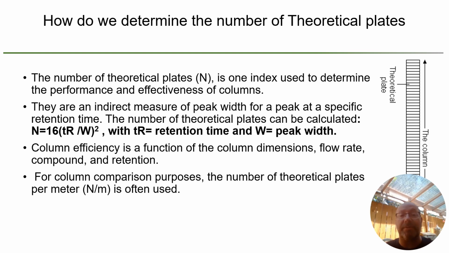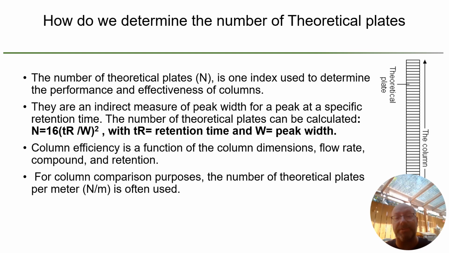How do we determine the number of theoretical plates? Well, we can do that with a column performance test and some basic math. The number of theoretical plates is just an index to determine how effective our column is going to be at separating our analytes in the mobile phase out from one another. It's an indirect measure of peak width for a peak at a specific retention time. So we're going to need retention time and our base peak width in order to do this calculation.